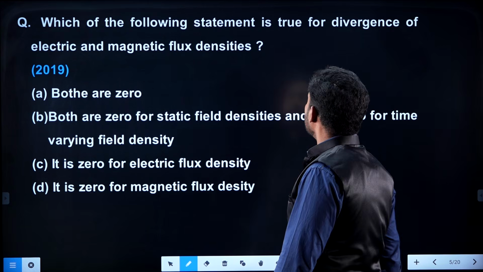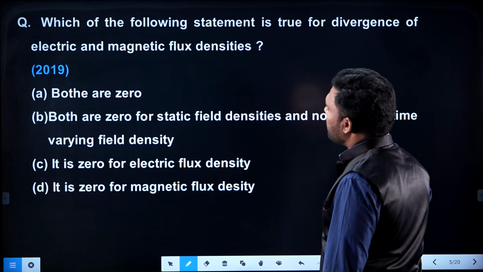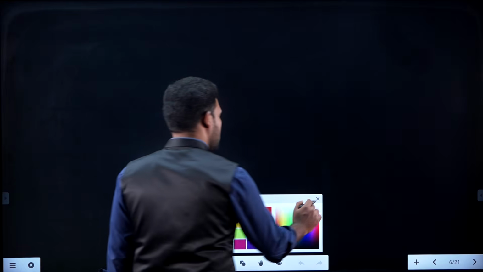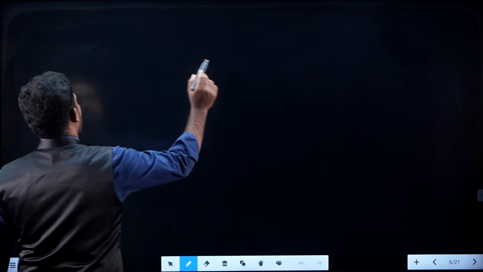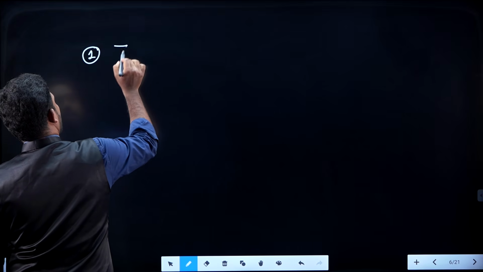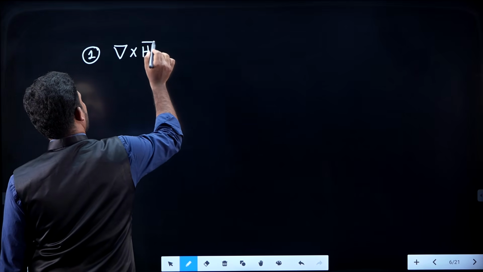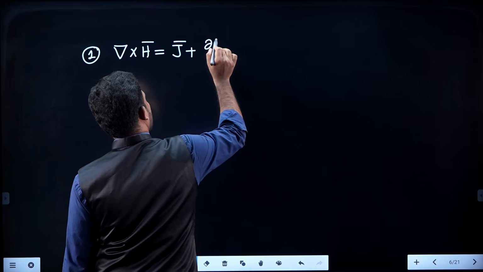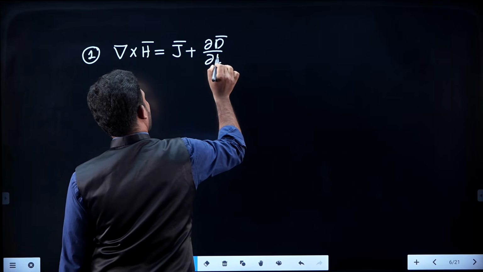Which of the following statements is true for the divergence of electric and magnetic flux densities? What do you know from Maxwell's equations? Let me write down Maxwell's equations. We are going to follow this order. Curl of H is equal to J plus dou D by dou T.